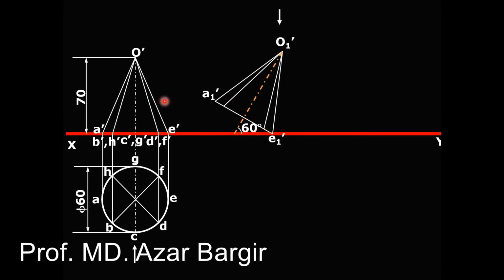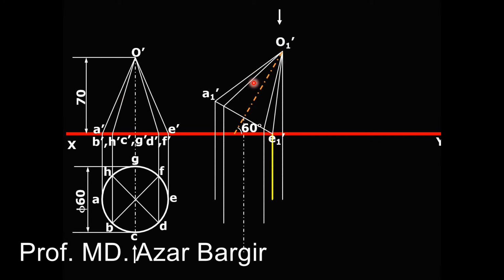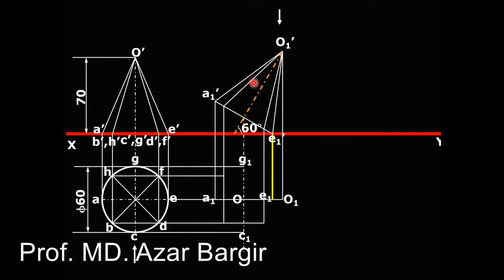Now we have to project this front view. So name these points. We have not shown the points here. So you have to give the points here, b dash, h dash.